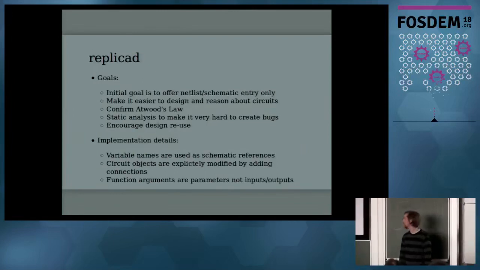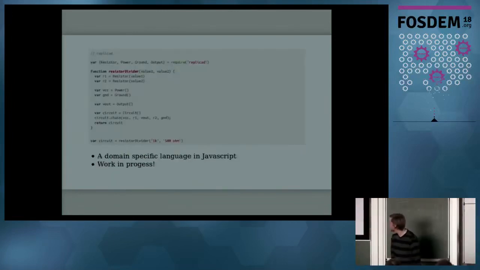And there's an explicit circuit object. With both Skiddle and PyCircuit, there's this implicit circuit object which is being modified. And here you have to say, I'm instantiating a circuit, and then I will add connections to it. And when you add connections, you also implicitly add the components to the circuit.